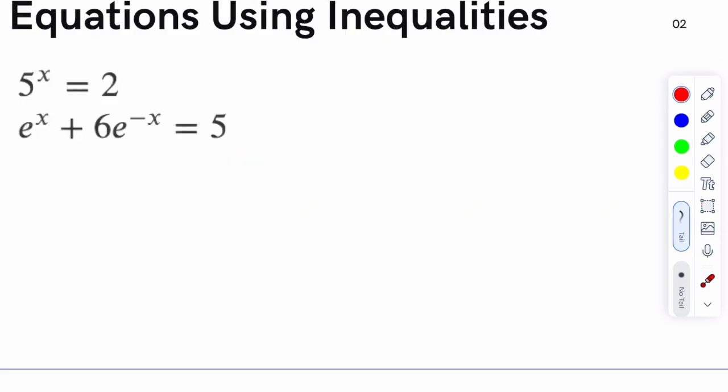Alright guys, starting off here, we've got some very easy, simple questions. For this one, 5 to the x equals 2. How do you solve that? Well, what we can do here is simply take ln of both sides.